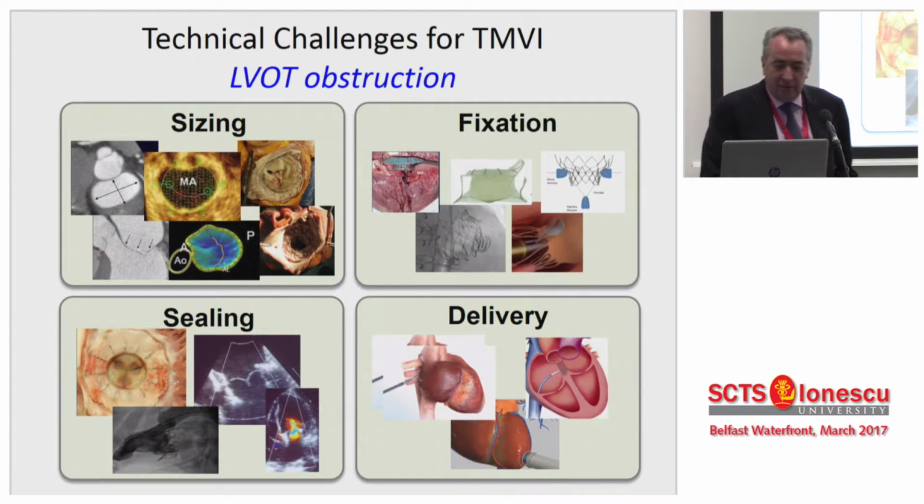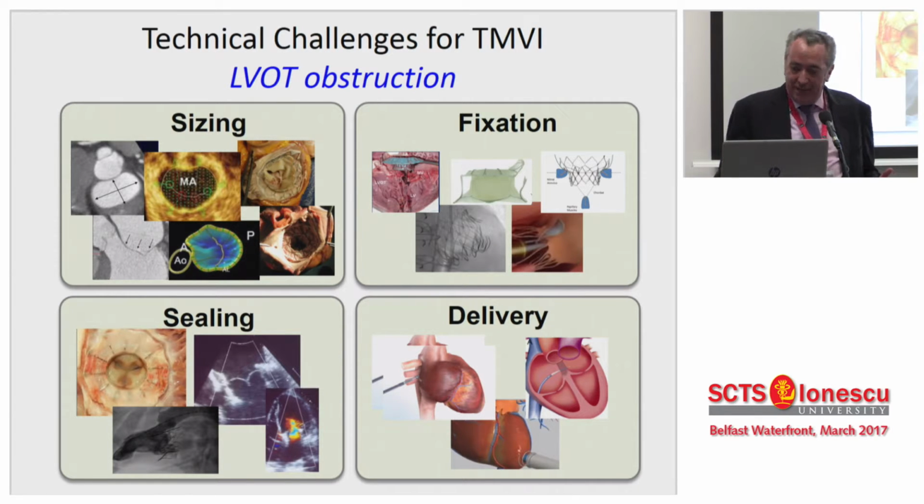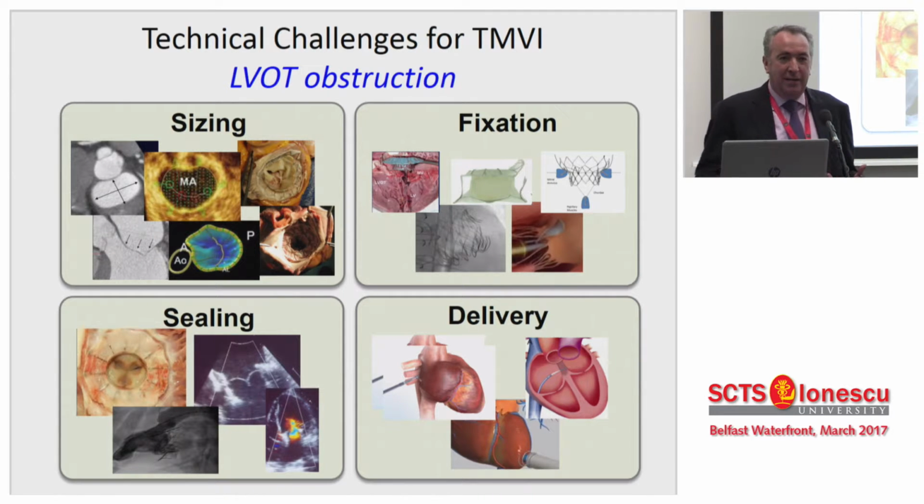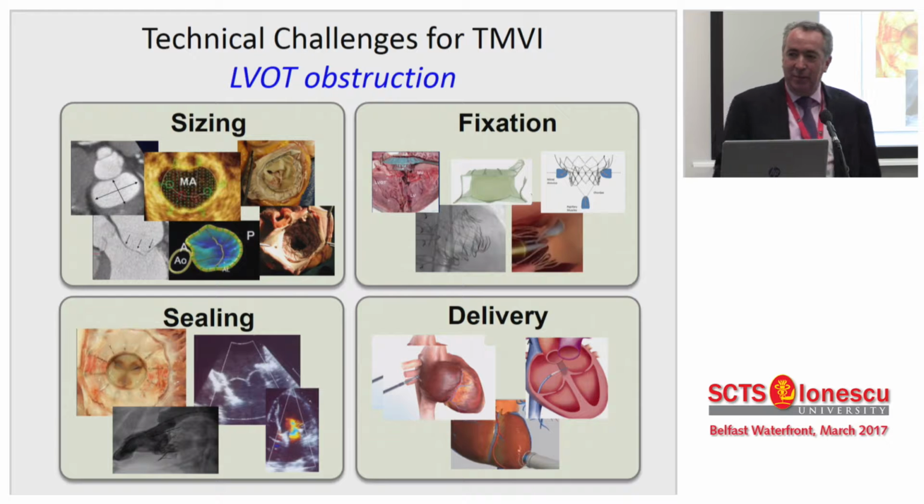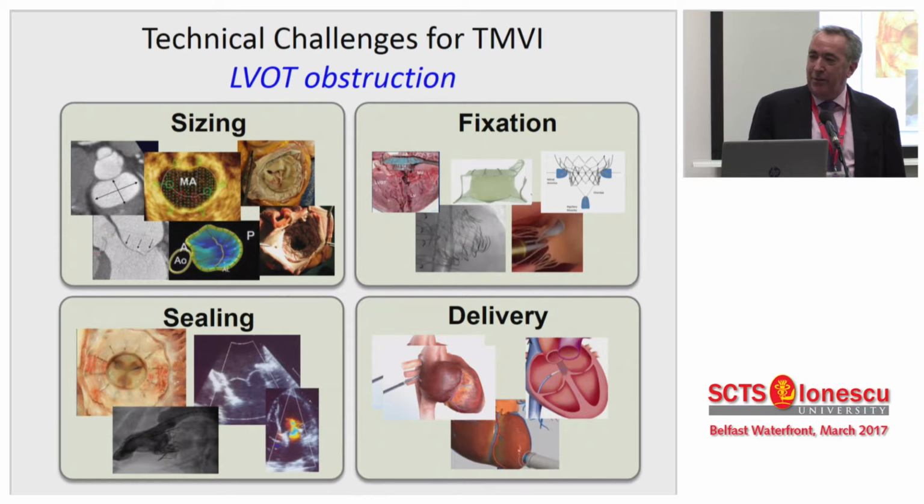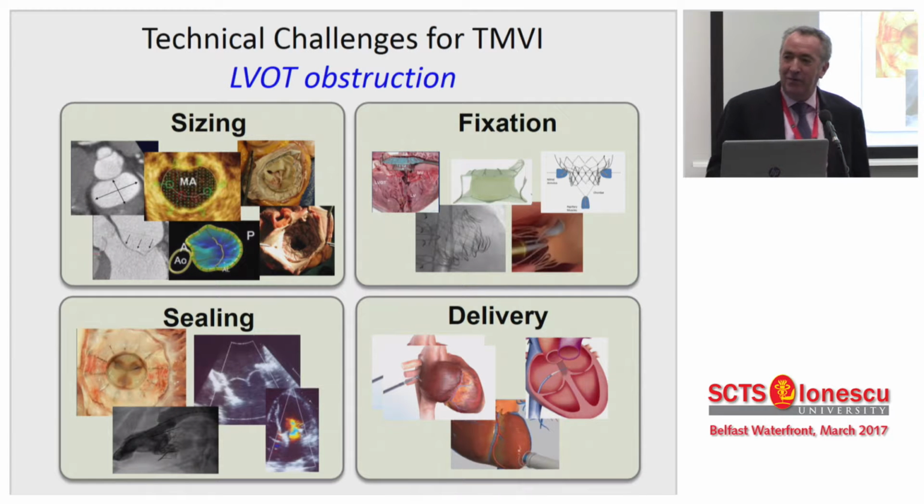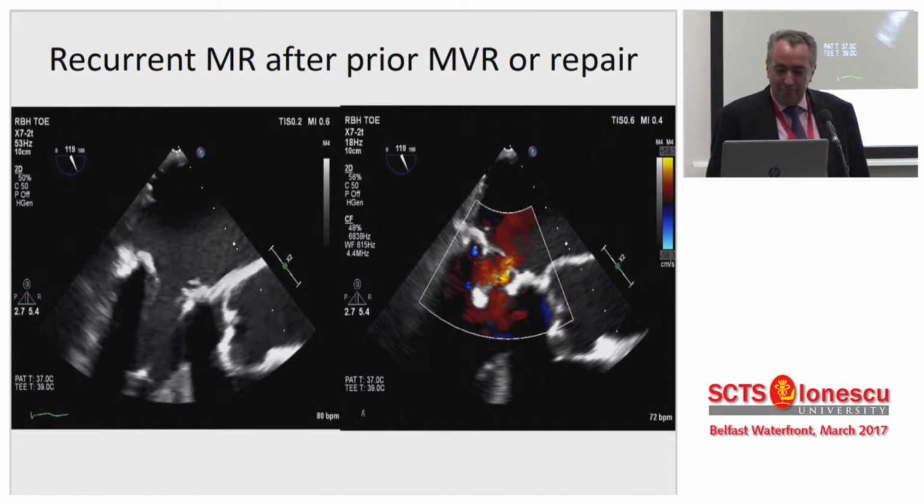So there's a lot of technical challenges for transcatheter mitral valve implantation, still at a very early stage of development. Wide range of sizes to deal with. How do we fix it? How do you get sealing? How do you get it there? Because at the moment, most of these devices are being implanted transapically with sheath sizes that are in the 32, 34 range. So they're not small sheaths.